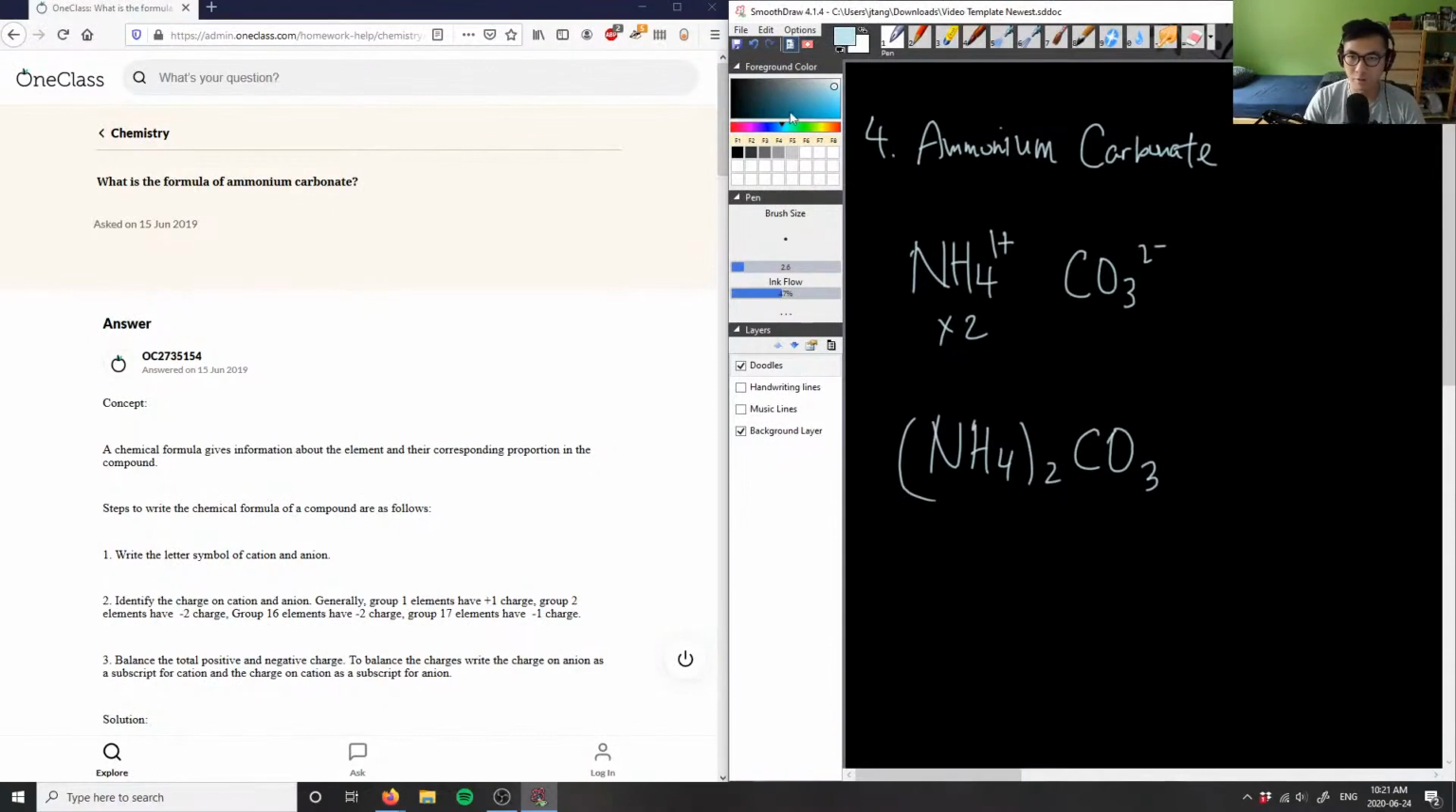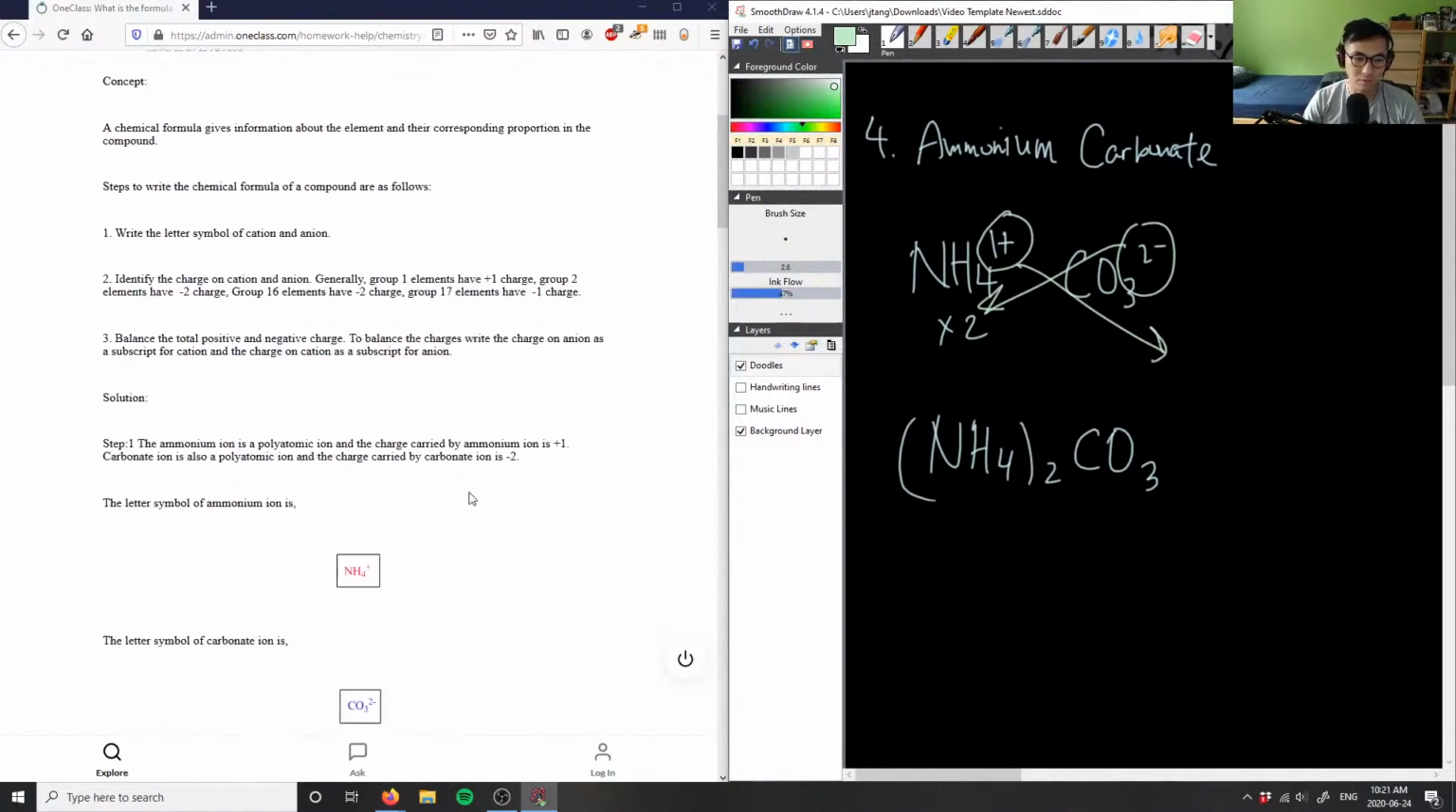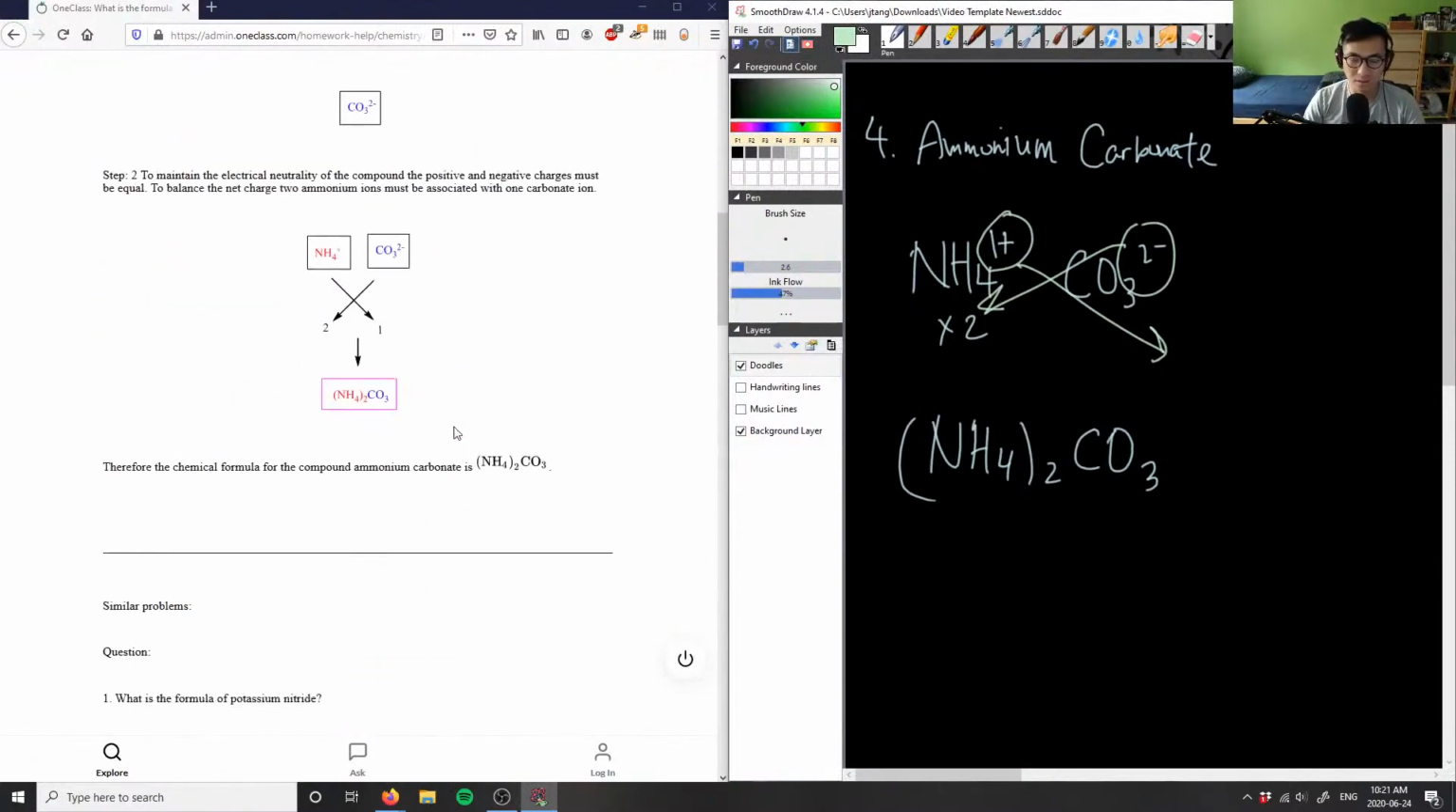Or you could have thought of this as crisscrossing the charges. This 2 could go here and my 1 goes here, so I don't write it out. So any method works in this case. Ammonium carbonate has a chemical formula of (NH4)2CO3. And as you can see, this solution is also correct.